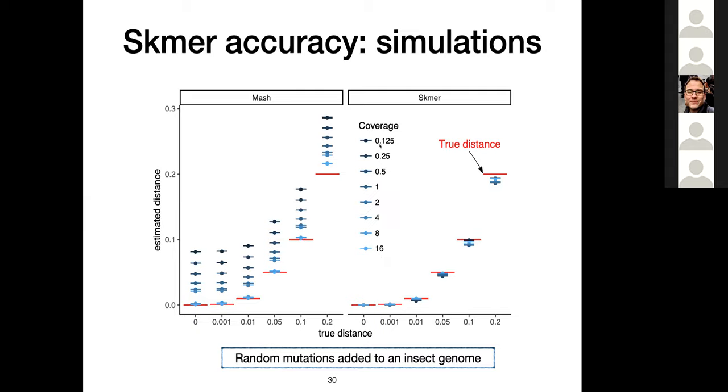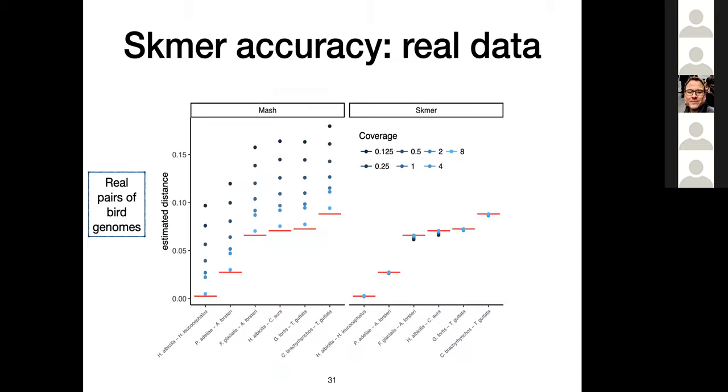In other words, no matter what coverage you have, this is 1/8x coverage, right? You still get pretty good estimates of distance. At very high distances, it starts to be underestimated a little bit. But that's not because of low coverage, it's because of other issues that have to do with the assumptions we made for going from Jaccard to distance. But it's a decent estimate of the distance, at least up to something like 20% distance. These are simulations where we have added mutations at specific levels at random, so these follow our assumptions perfectly.